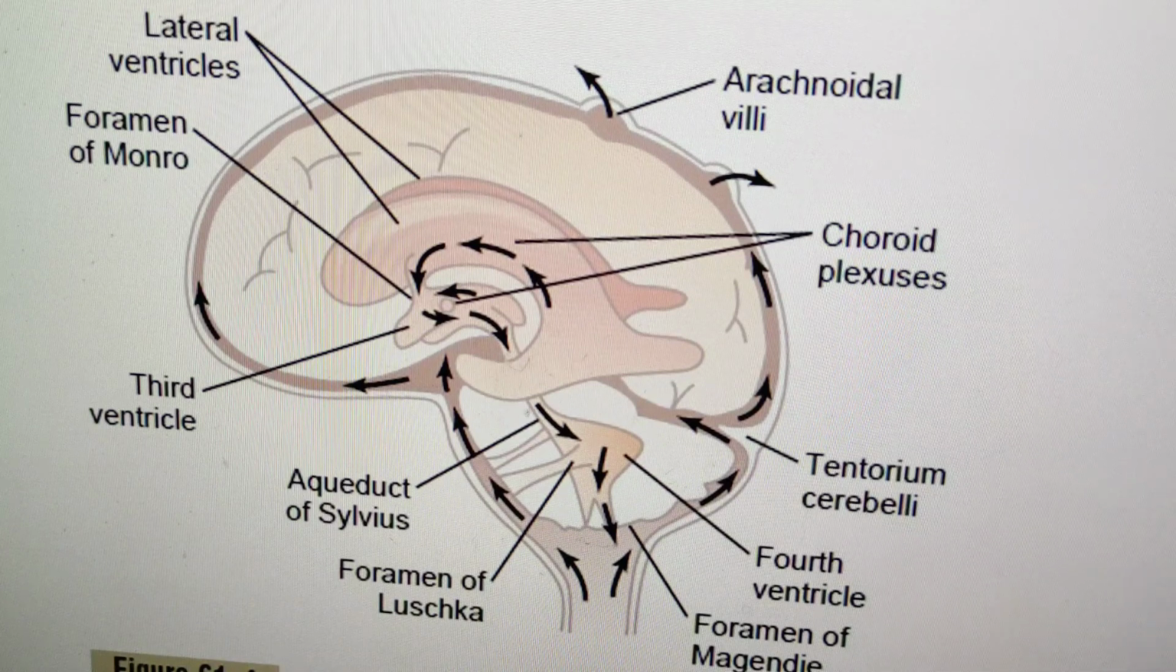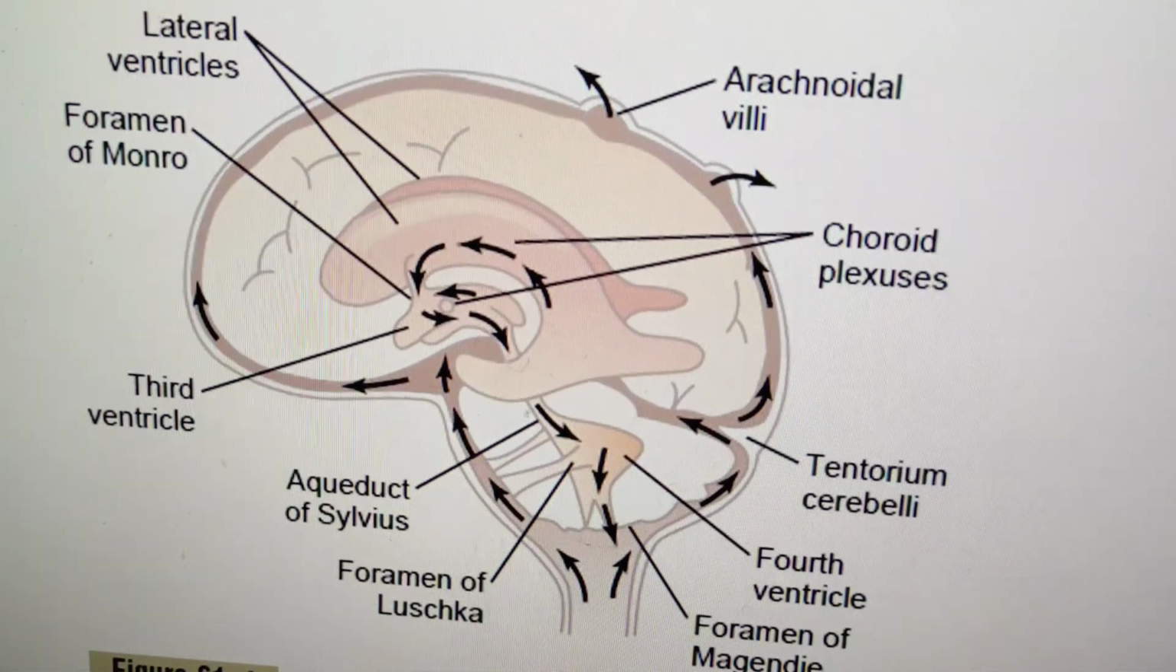Today's discussion is all about the basic anatomy of CSF. What is CSF? CSF is a clear, colorless body fluid that is found in the tissue that surrounds the brain and the spinal cord. The total quantity of CSF is about 150 ml and the pressure is 60 to 100 millimeters of water.